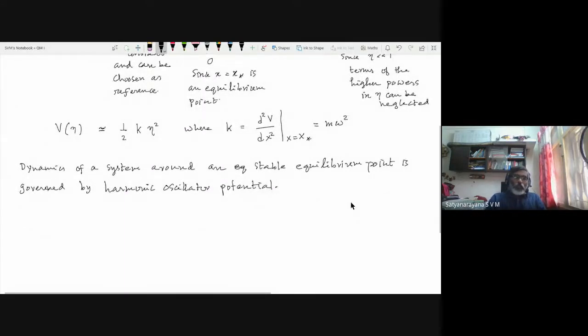So this is one point that I wanted to make. Now, the second point is: what kind of a physical system do we have in mind? The physical system.